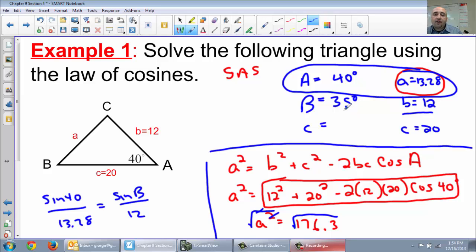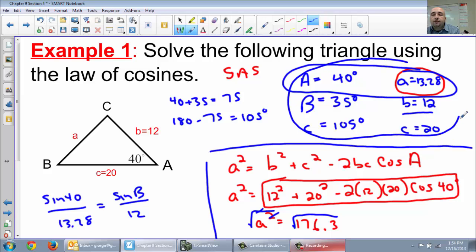Okay, so it's very easy now to find angle C. 40 plus 35 equals 75. 180 take away 75 is equal to 105. So 105, and you are done. Okay, that's law of cosines, problem 1. That's a side angle side example. Side angle side.